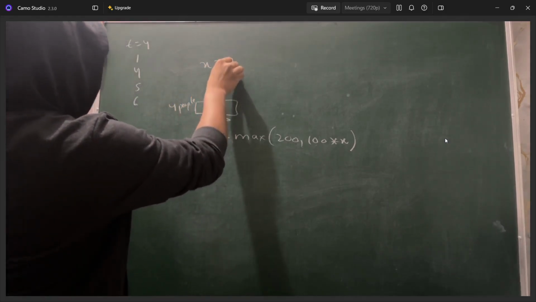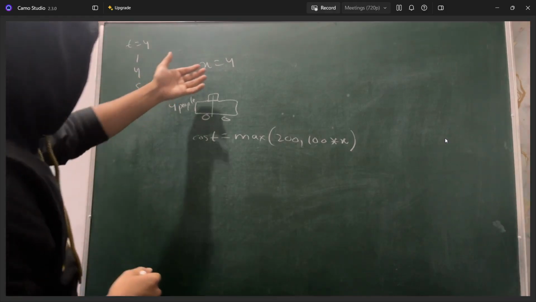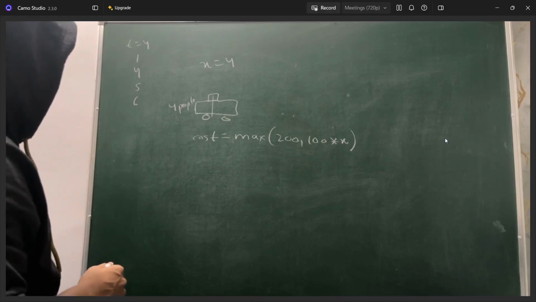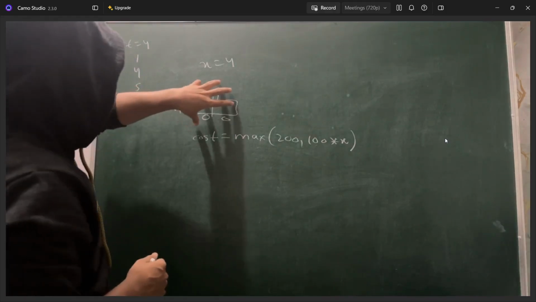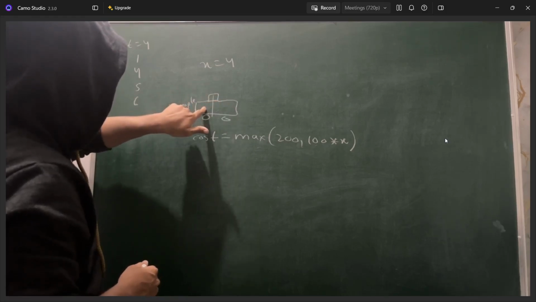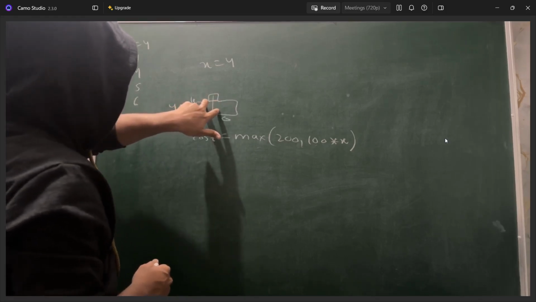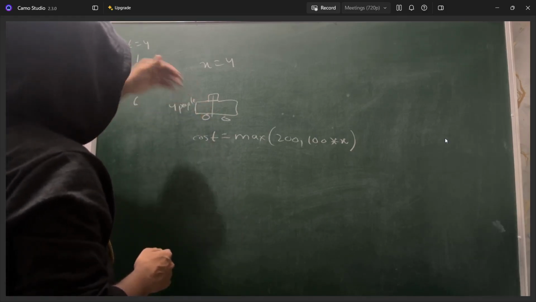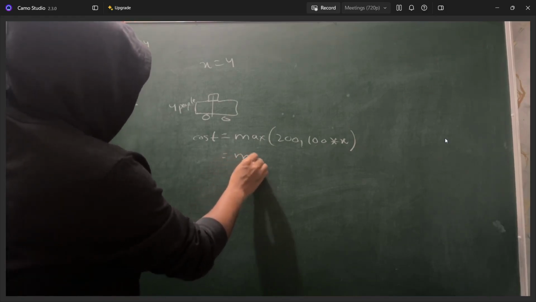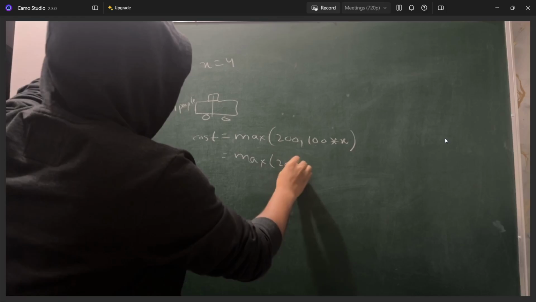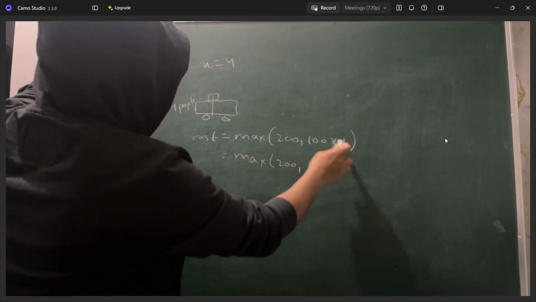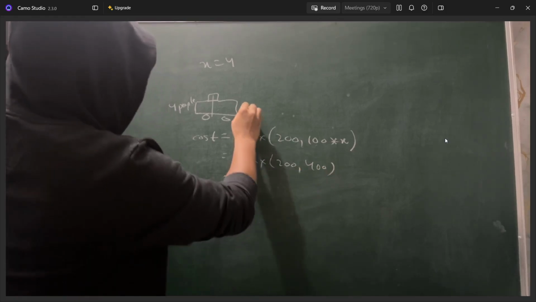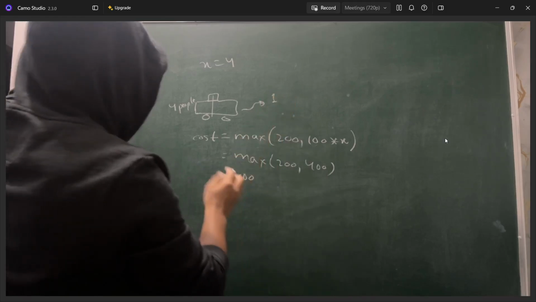Now let's say Chef's family has 4 people. So let's say he books one car. If he books one car, 4 people can be seated in that car. So the cost that they need to pay to the driver will be the maximum of 200 and X, which is 4, into 100 is 400. So he'll be booking only one car, that is fine.